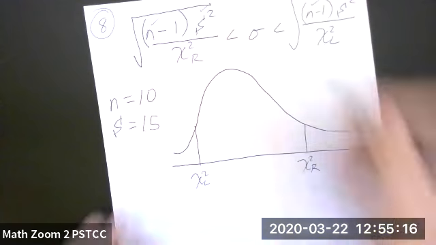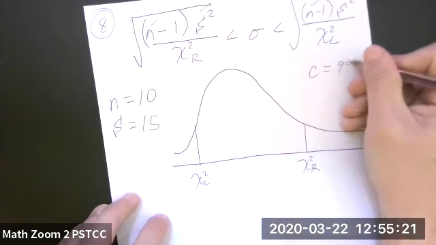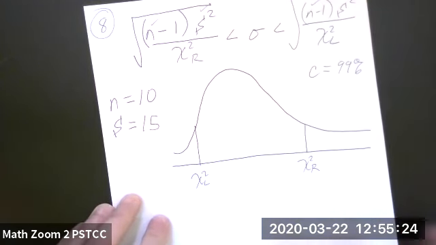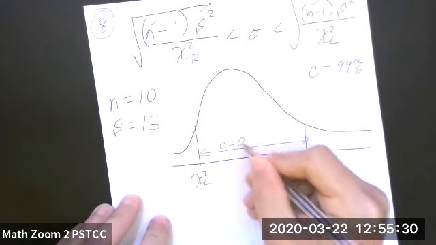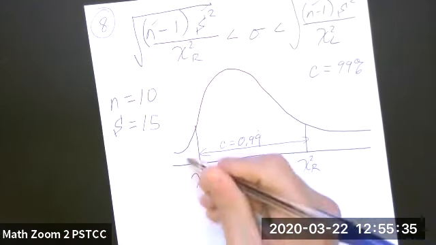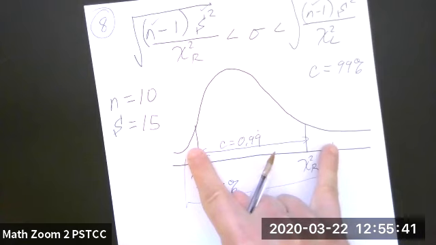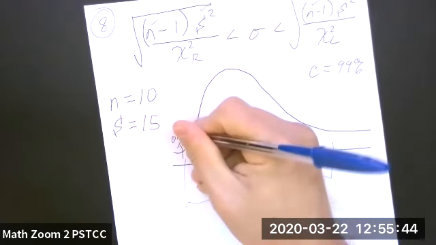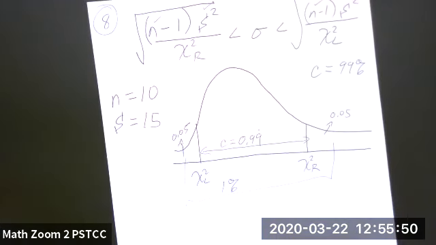Now, we have a confidence level of 99%. On your figure, confidence level goes in the center. If there's 99% in the center, it means there's 1% left over in the tail. We split that evenly two ways. So there is 0.05 here and 0.05 here. We need these areas if we're going to use the tables.